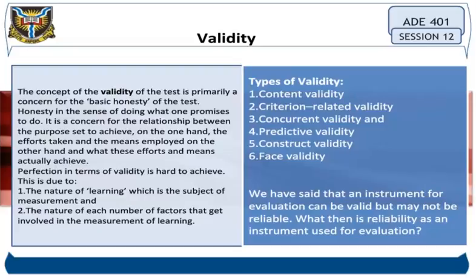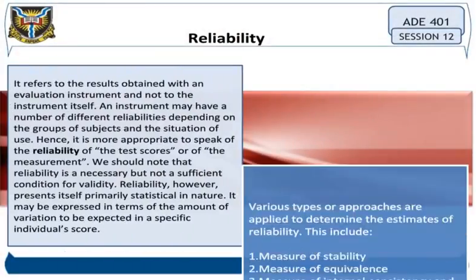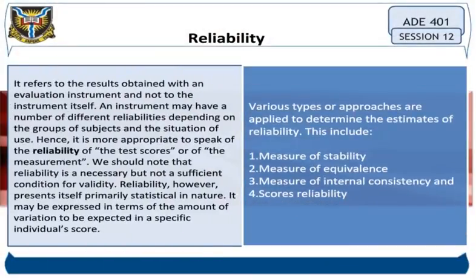We have said that an instrument for evaluation can be valid but may not be reliable. What then is reliability as an instrument used for evaluation? Reliability refers to the results obtained with an evaluation instrument and not to the instrument itself. An instrument may have a number of different reliabilities depending on the groups of subjects and the situation of use. Hence, it is more appropriate to speak of the reliability of the test scores or of the measurement.